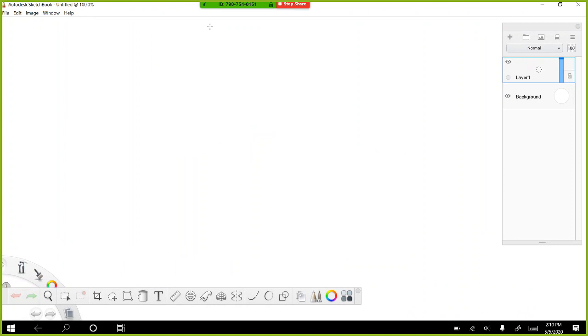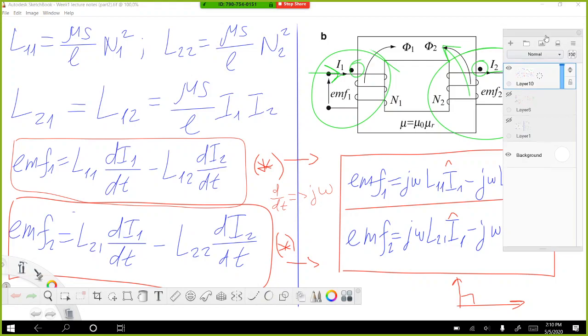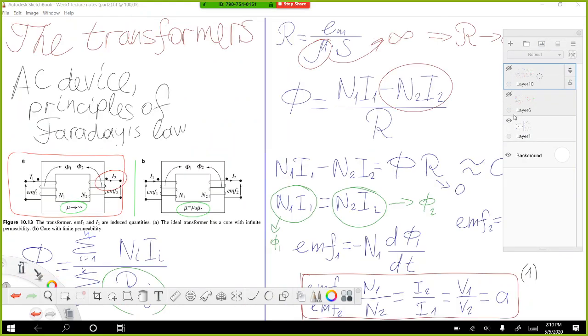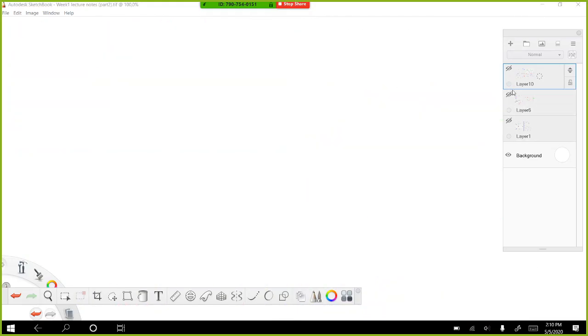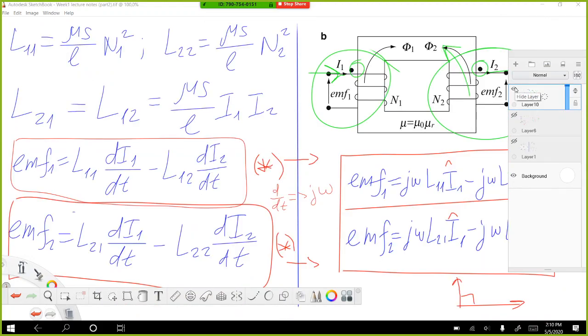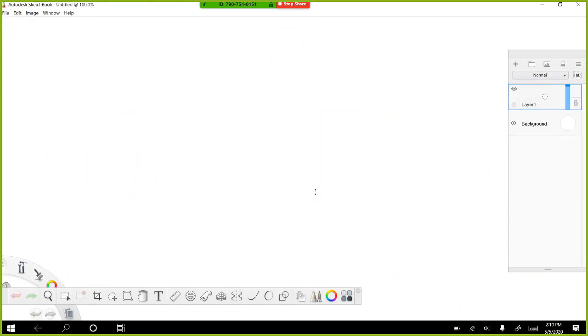Well, in the last lecture we discussed transformers. We discussed the ideal transformer and the real transformer with finite permeability of the core. Today we will discuss the real transformer with finite permeability and flux leakage.